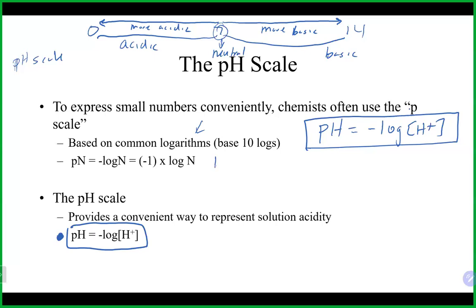So display calculators, you pretty much roll the formula exactly the way it's written, and that is your negative button. You hit the log, and then you punch in your concentration, probably using your exponent button. So display calculators, you pretty much always do the formulas exactly how they're written. That's exactly how you punch it into your calculator.